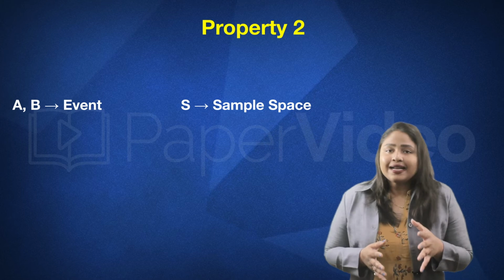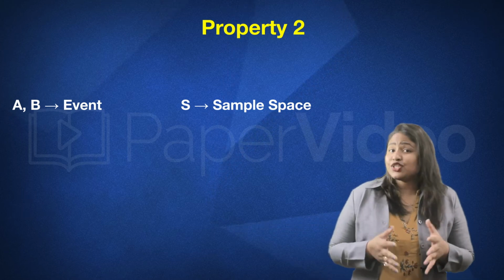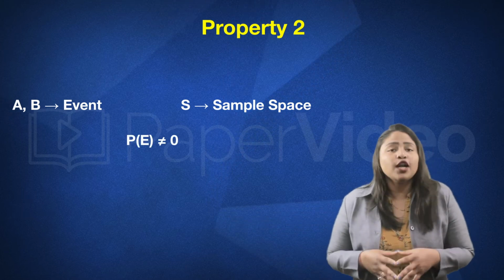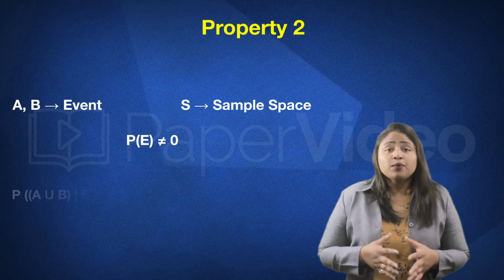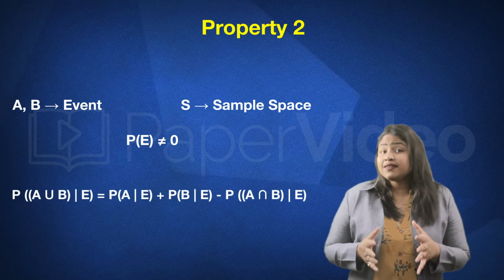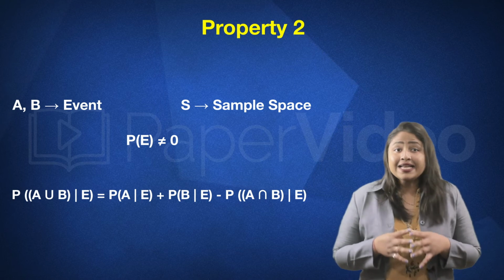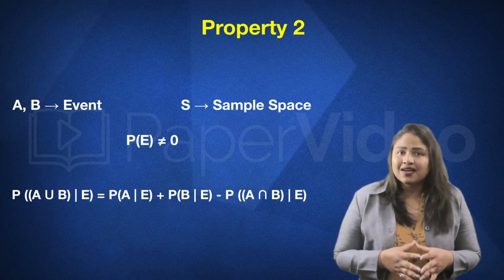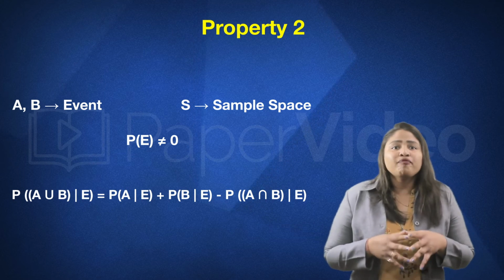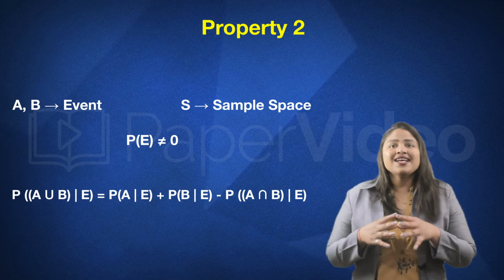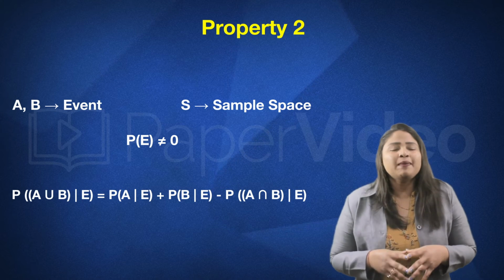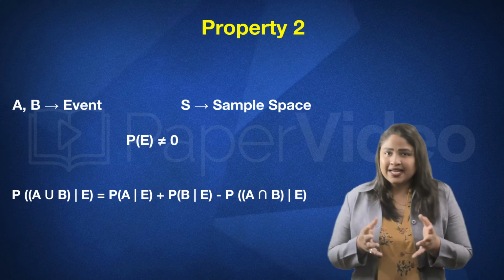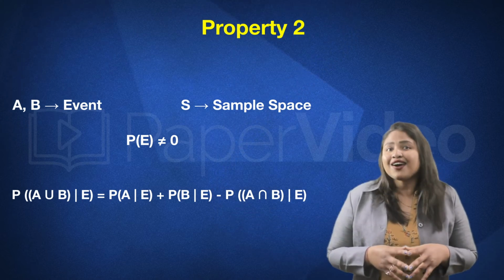According to the second property, if A and B are any two events of the sample space S and E is an event of S such that the probability of E is not equal to 0, then the probability of A union B given that event E has occurred is equal to the probability of A given that event E has occurred plus the probability of B given that event E has occurred minus the probability of A intersection B given that event E has occurred.